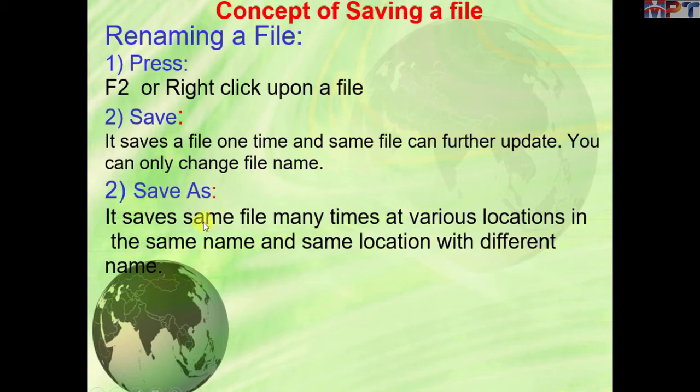And what is the meaning of save as? It saves the same file many times at various locations in the same name, and the same location with a different name. You know that you can't save the same file name in the same location. That is a name conflict. That's not possible. The system doesn't accept same name files in the same location. Same name, different locations, or same location with different name. Then you can see it. First I am on this topic, how to save a file.